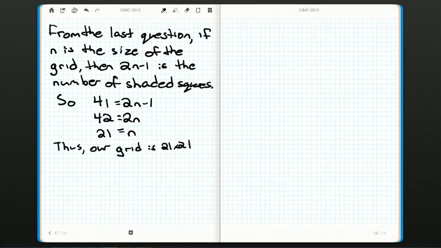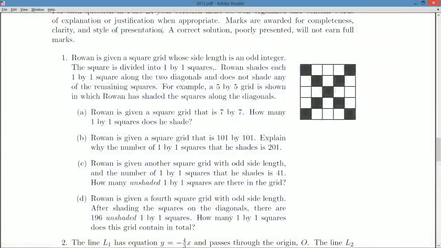and we figured out the size of our grid because we had a formula for the number of shaded squares. We easily rearrange that, get 21 by 21. Okay, but that's not what the question's asking us. We're not asked for the size of our grid. We're asked now for the number of unshaded squares there are in the grid. But at least we have the size of the grid, and that can help us. If it was small enough, we could just draw it and count up the unshaded squares. But 21 is still kind of big to represent here.